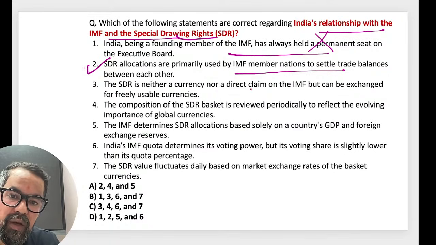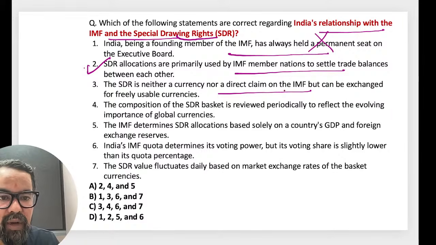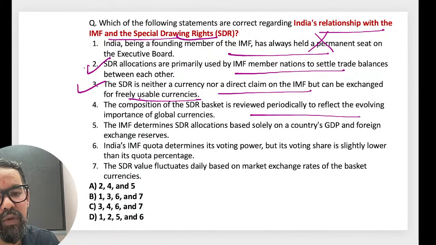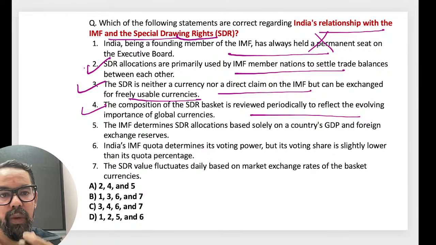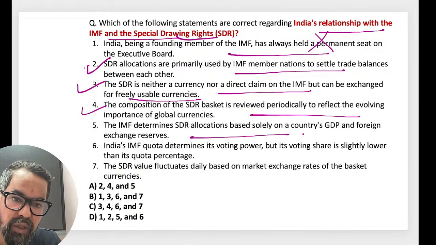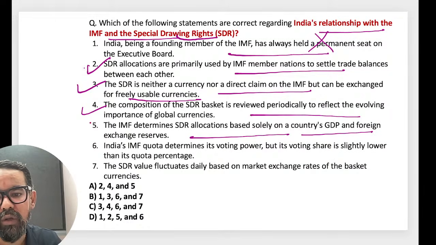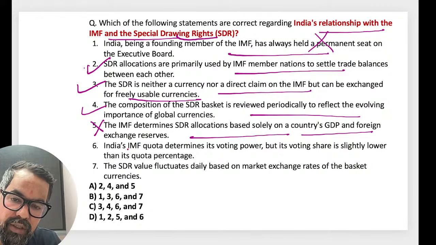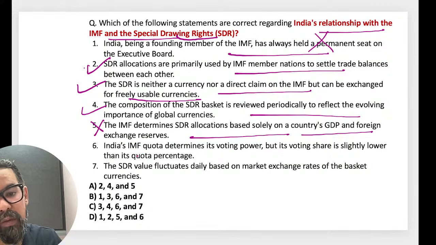SDR is neither a currency nor a direct claim on IMF, but an exchange of freely usable currencies. Yes, the composition of SDR is reviewed periodically every 5 years. Last happened in 2022. Next will happen in August or September 2027. Does IMF determine the SDR allocation based solely on the country's GDP? No, it is based on trade and multiple factors. So not only GDP, international trade plays an important role.